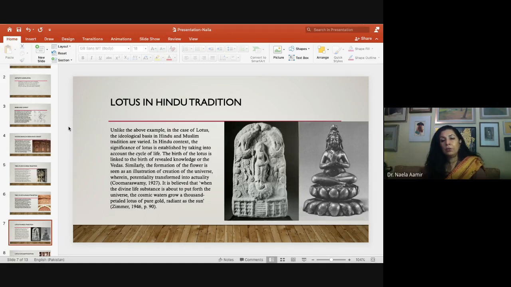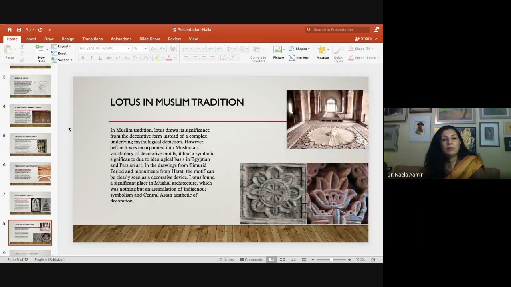The Buddha sitting on the lotus throne and various other deities on the pedestal of lotus are clear examples of the significance of lotus. In Muslim tradition, lotus draws its significance from the decorative form instead of a complex underlying mythological depiction. However, before it was incorporated into Muslim art vocabulary of decorative motifs, it had a symbolic significance due to ideological basis in Egyptian and Persian art.